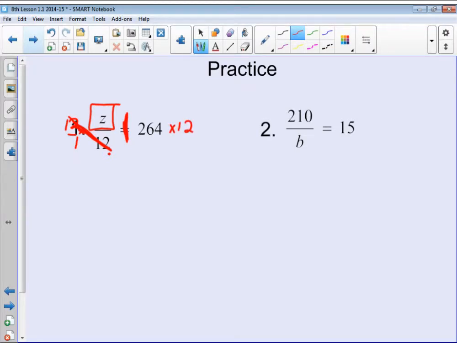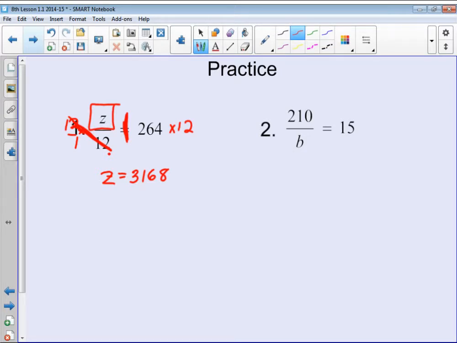And here I'm not really checking to see, are you great at multiplying by hand? It's good practice, but right now I'm checking to see, do you really know the steps that you need to take to solve it? So 264 times 12 is going to give me z equals 3,168. Okay, and so that's what you should have gotten for the first one.